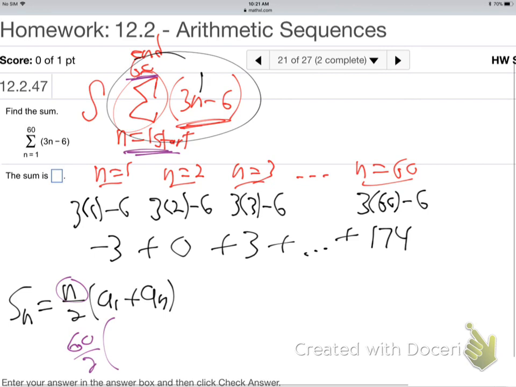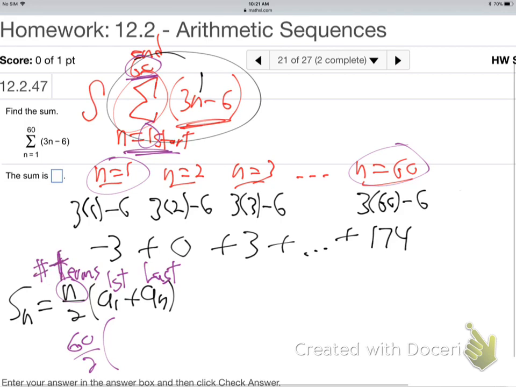See how we know that? Because that symbolism said start by plugging in 1 and go all the way to 60. There must be 60 total terms. N is the number of terms. Let me write that to be real clear. A1 is the first term, An is the last term, right? So n is number of terms.